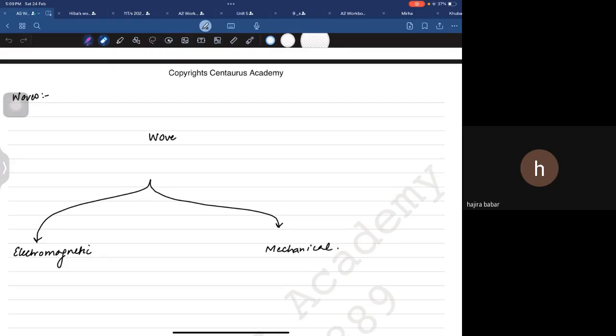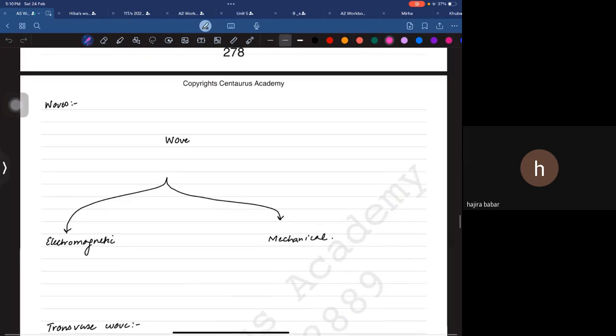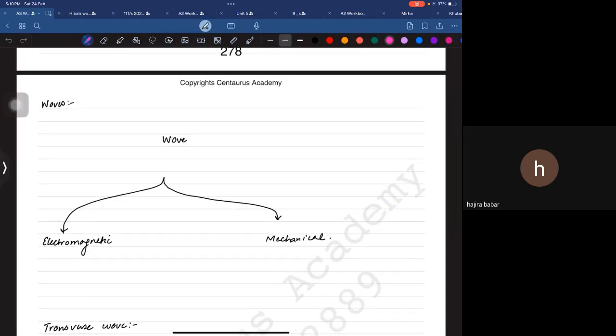All right, so about waves, I want to tell you that waves are basically disturbances that carry energy. Now, that would be the simplest definition. A wave can be of two types. Wave can be electromagnetic. It can also be mechanical.